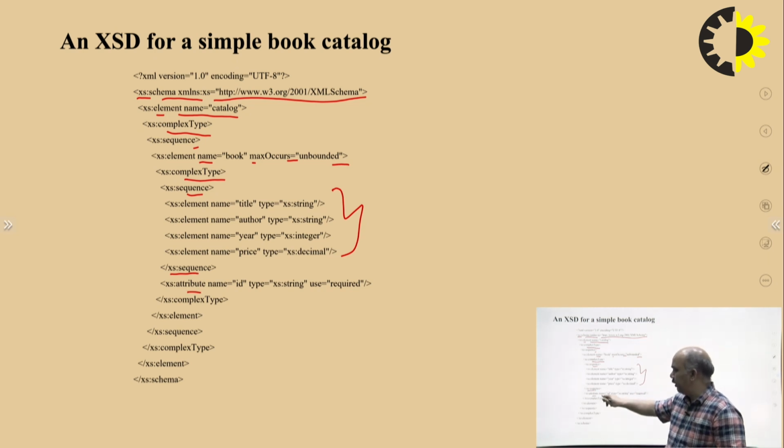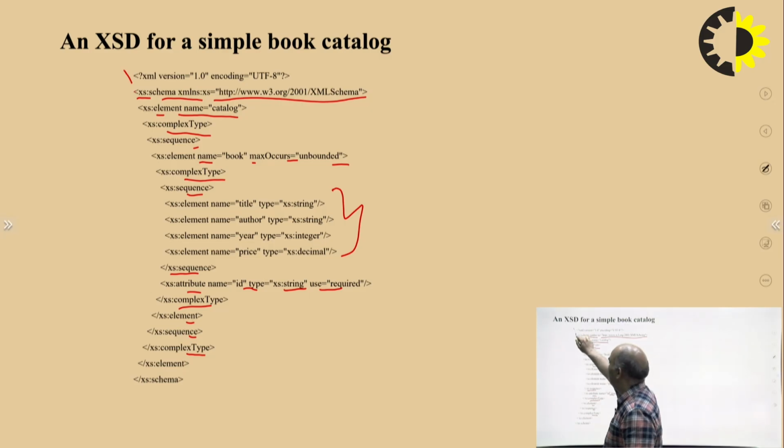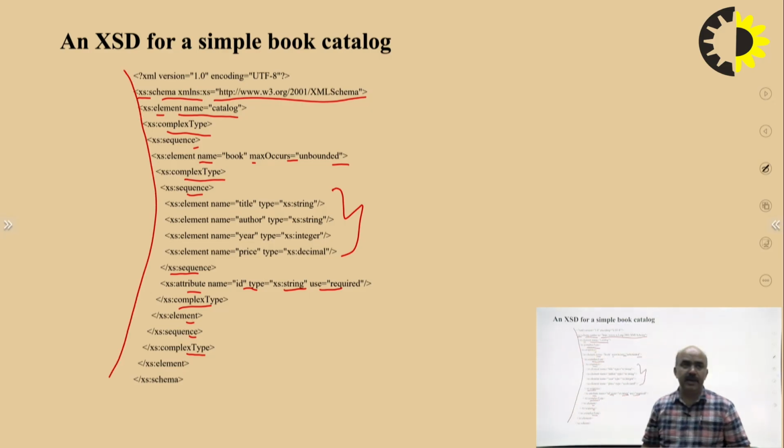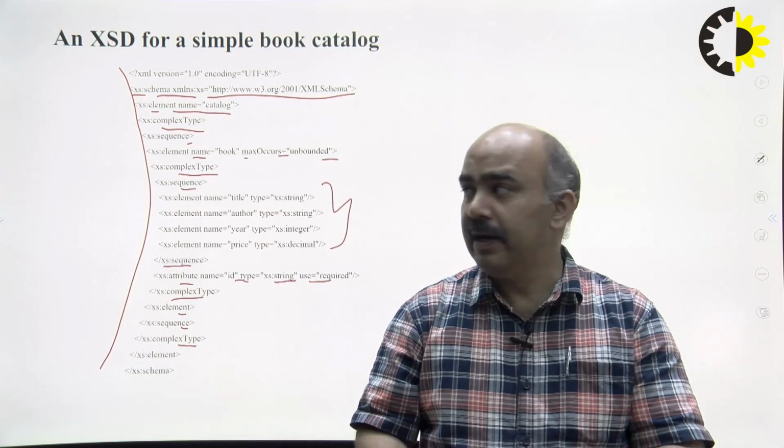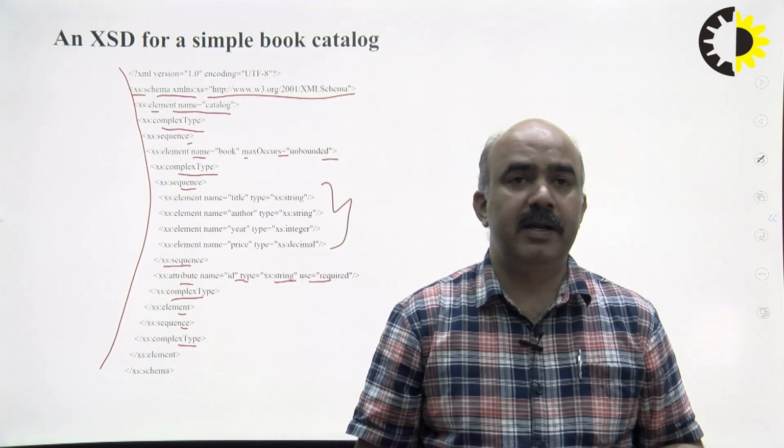Then the attribute name is ID, with the type, whether it is string, and use, whether it is required or not. Then we close the complex type, then the element and schema. So this way we create the XML schema, where xs is used, the elements are defined, complex types are defined, the attribute name is defined, and the other things are defined in the XML schema definitions.